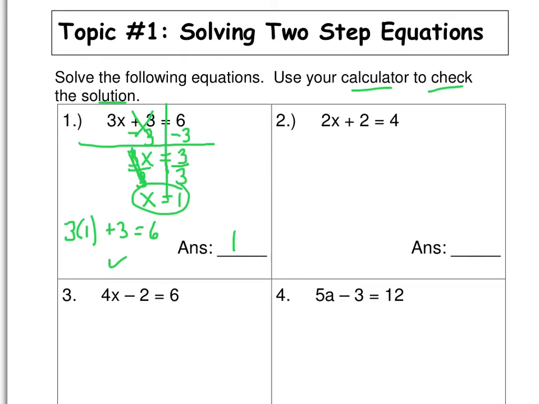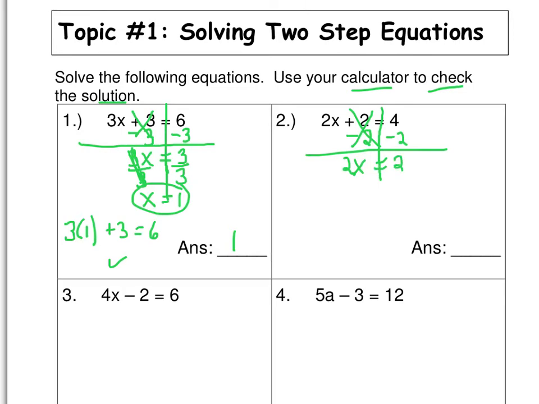All right, number 2, 2x plus 2 equals 4. Write it down, draw a line to separate your sides of your equal sign. You're going to do the opposite of adding 2. So you always start with addition or subtraction first. So we're going to subtract 2 from both sides, draw a line. This goes away and makes 0. I bring the 2x down. Then I have an equal sign. 4 minus 2 is 2.